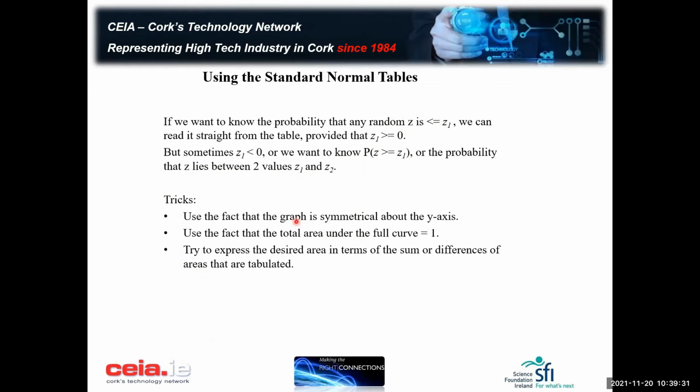You must use the fact that the graph is symmetrical about the y-axis. Use the fact that the total area under the curve is 1, because it's a normalized distribution. And then you try to work out the area you're looking for in terms of sums or differences, combinations of areas that are tabulated. So I'll work through some examples to illustrate that.